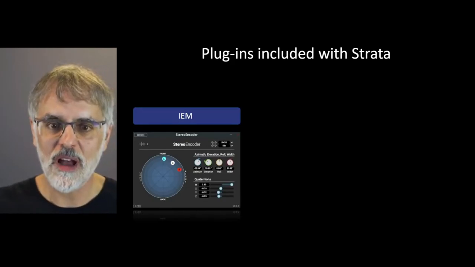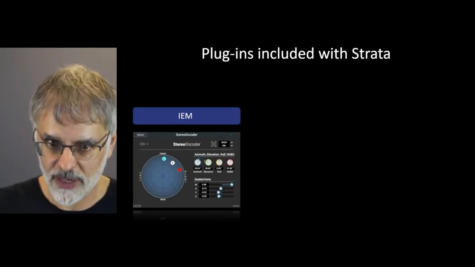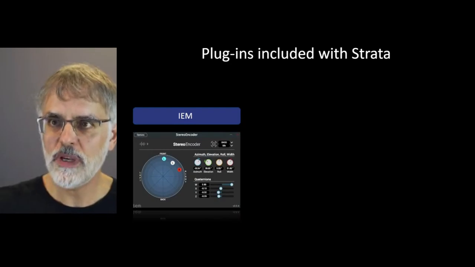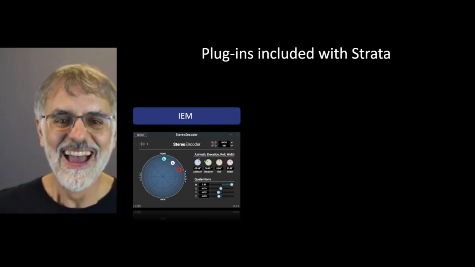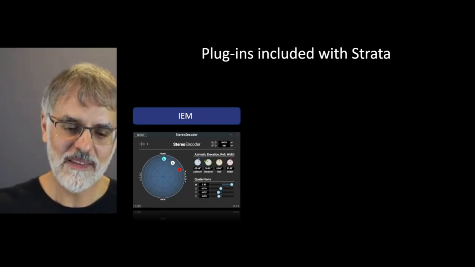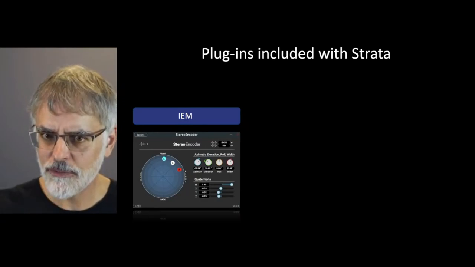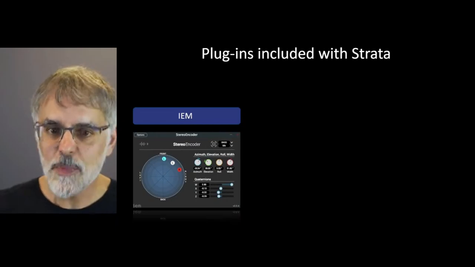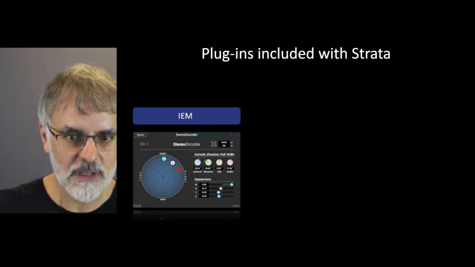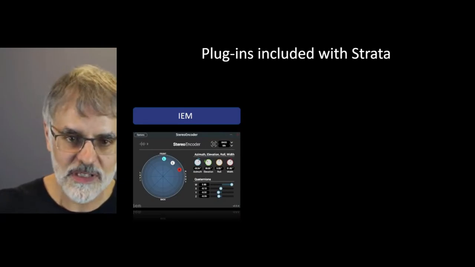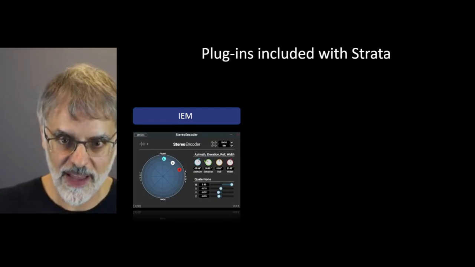So we are bundling the IEM plugins. The IEM plugin suite is a series of 20 plugins, plus or minus one. So there's a lot of plugins in there. We're not using them all. We're using four or five maybe of them, especially for the ambience collections, because we're leveraging their stereo encoder and the ambisonic decoding and all that.